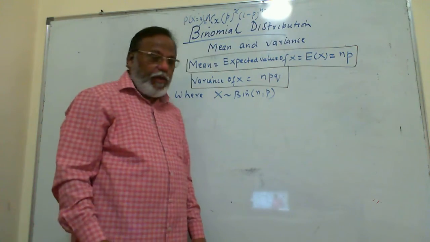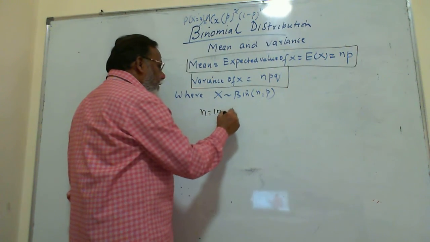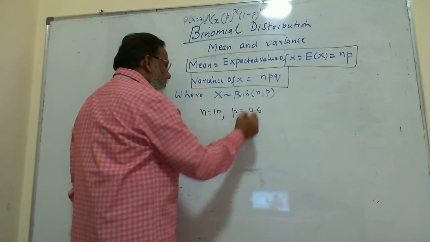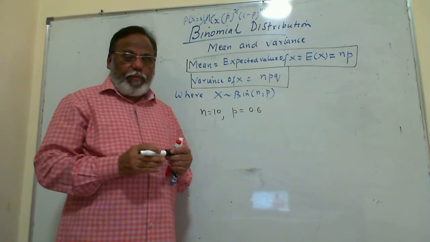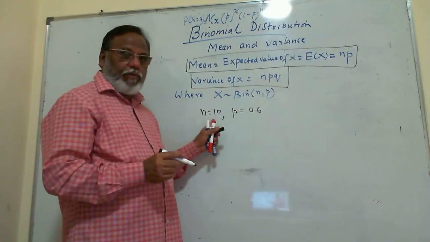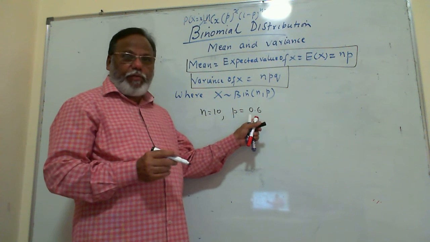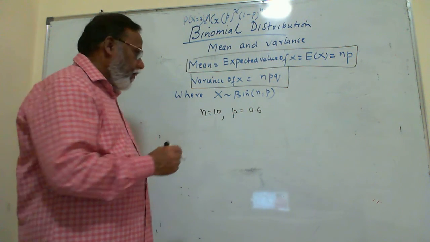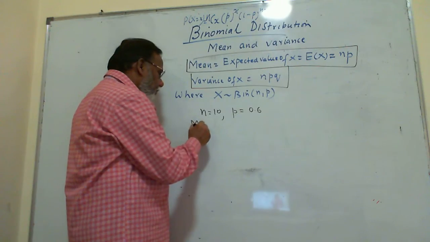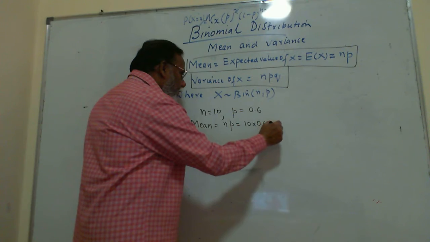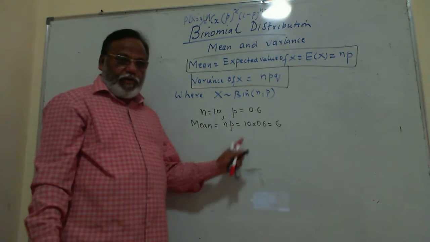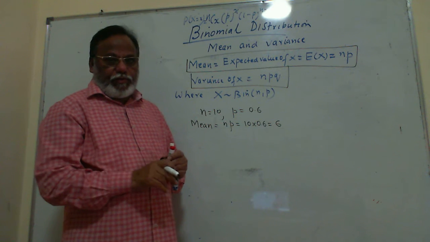Suppose in a problem, a binomial distribution, n is given to me as 10 and p is given as 0.6. If I want to find the mean of this distribution, then it will be simply n times p, which is 10 times 0.6, and the answer is 6. So what is this 6? 6 is the mean value of this distribution.